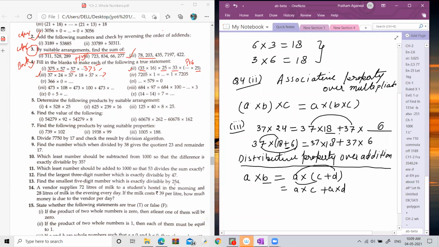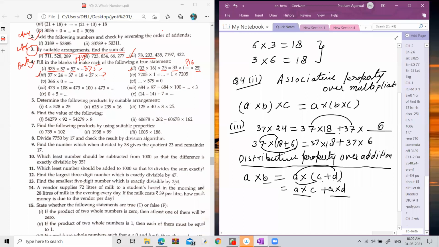According to this property, if there are three numbers A, C and D, what you have to do is multiply A with C and then multiply A with D. So you can write A into C, then A into D. Where do C and D come from? B is a number and you break this number into two numbers such that their sum is equal to B. The same property we are applying over here.